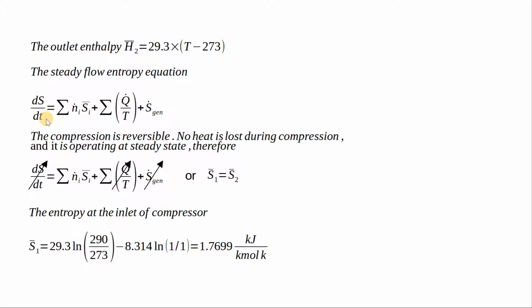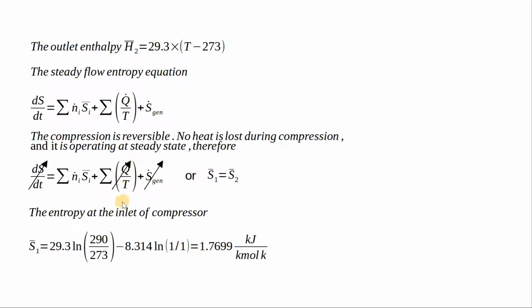dS by dt is equal to summation of n dot s bar, plus summation of Q dot by T, plus S dot gen. For this, we take the compression as being reversible. There is no heat lost during compression and it is operating at steady state. Therefore, the LHS dS by dt is cancelled off and it is 0 because it's a steady state process.